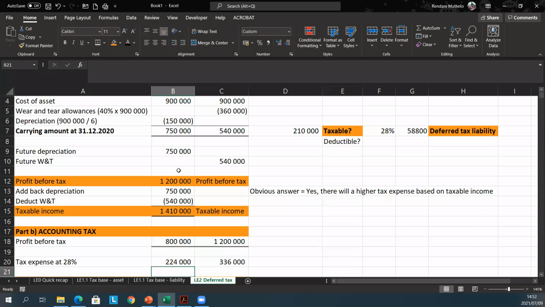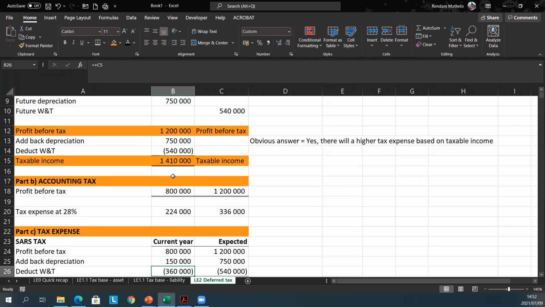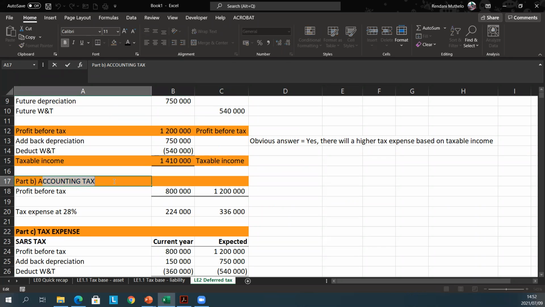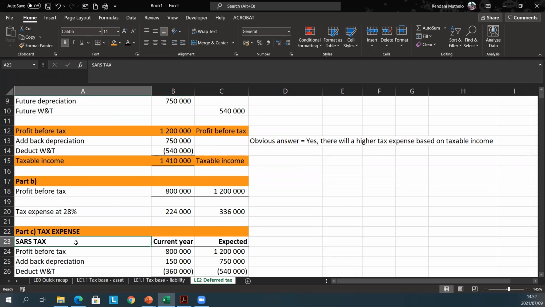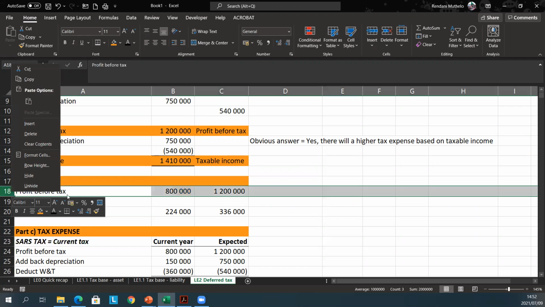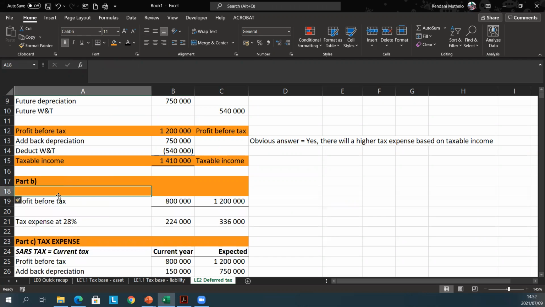Then we determined that the expected tax expense is what? I think I'm complicating this. Let me just do this. So this SARS is equal to current tax. I don't want to confuse you with the terminology. And then this is what we are calling accounting tax.